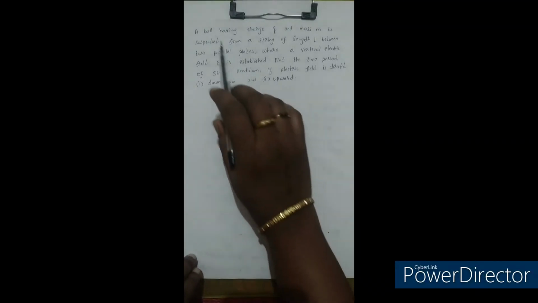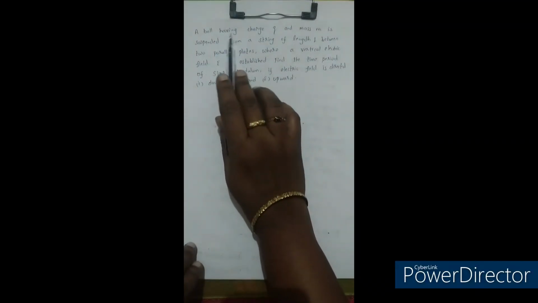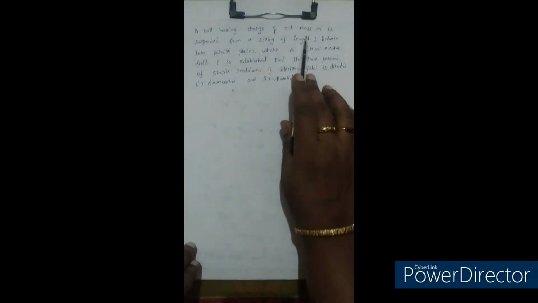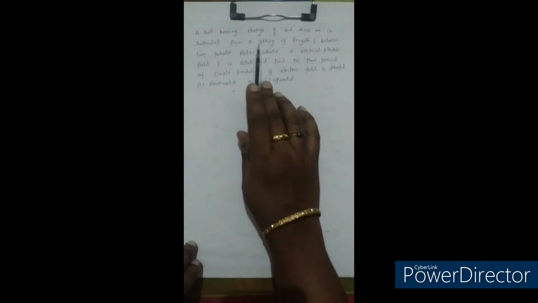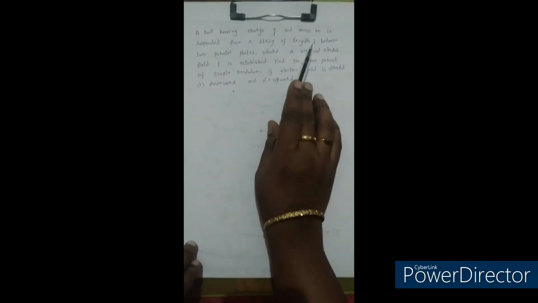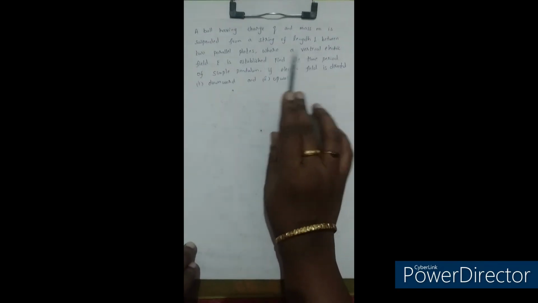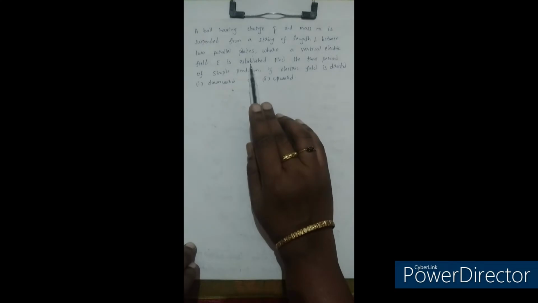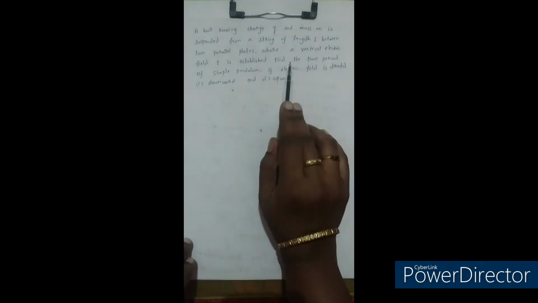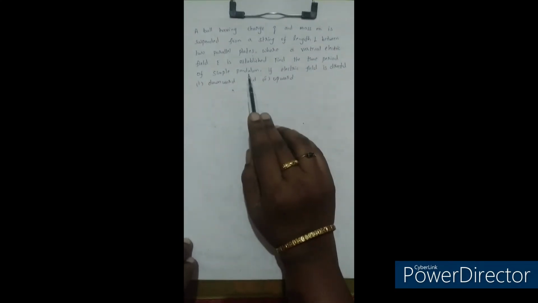Okay children, today's question will be: a ball having a charge q and mass m is suspended from a string of length L between two parallel plates where a vertical electric field E is established. Find the time period of the simple pendulum.